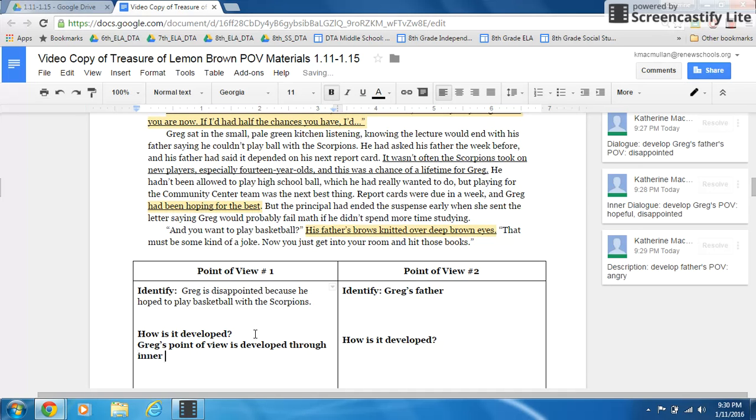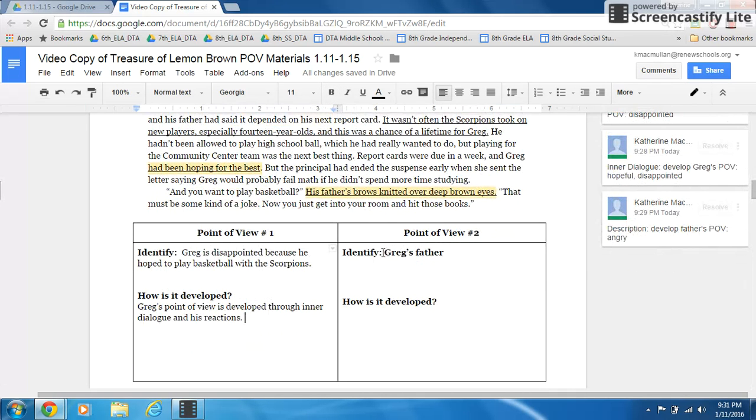obviously his inner dialogue is a big one. But I would also say his reactions, because this is him reacting to what his father's saying. Even though he's not saying anything back, we are getting his reactions in what he's thinking. So those are the 2 biggest strategies that I'd see for Greg's point of view being developed here. Now, take a second and I want you to fill in Greg's father's point of view and how it's developed.